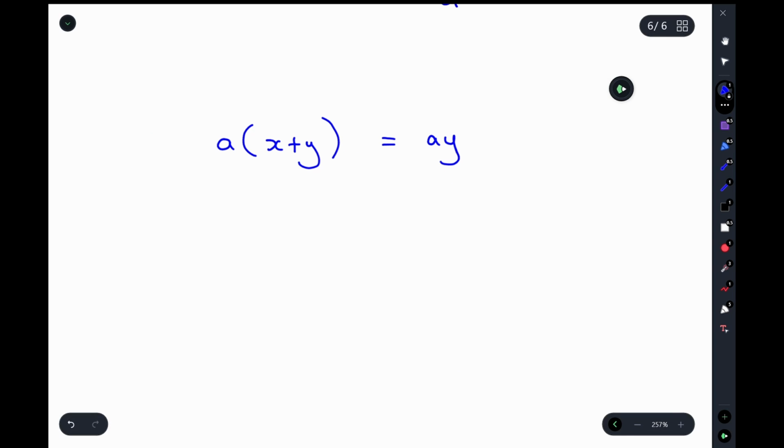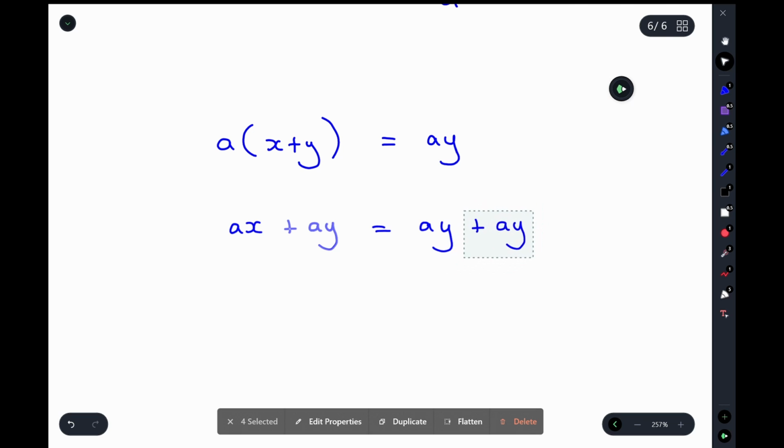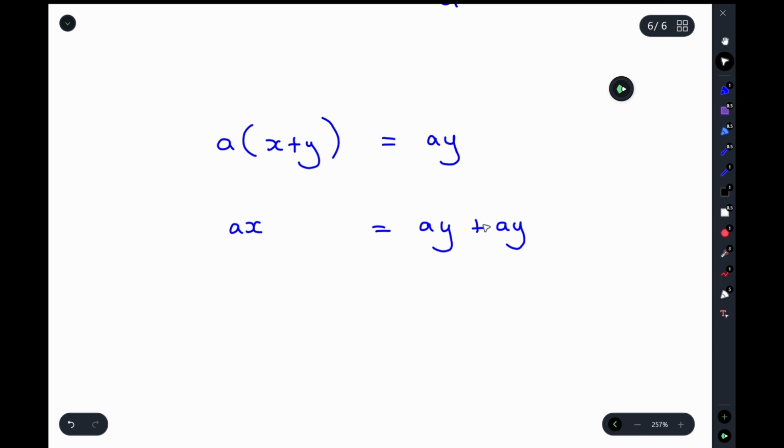Now in this question, I'm going to simplify, expand the left hand side. Yeah? So we're going to get ax plus ay is equal to ay. Going to move ay to the other side. Yeah? So plus ay, when it is moved, becomes minus ay. Now, ay minus ay will give us 0. So a times x is equal to 0, which means x is 0 divided by a, which is still 0.